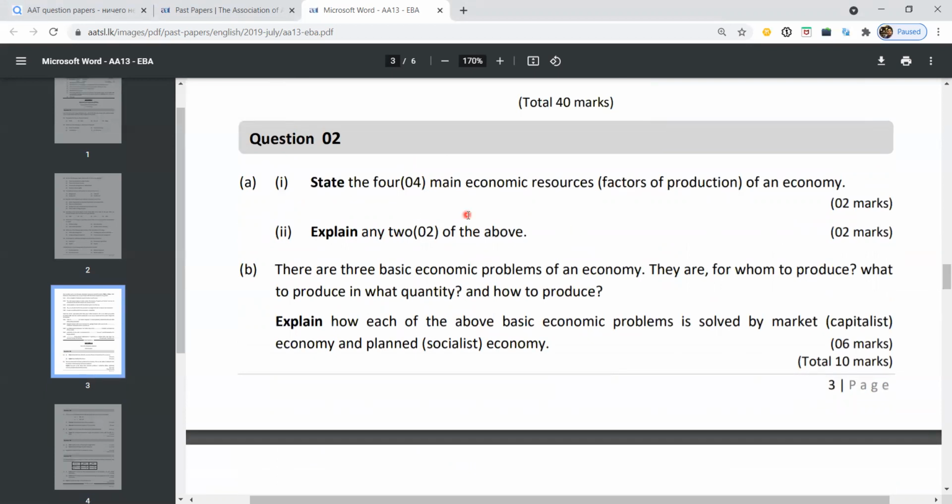State 4 main economic resources, factors of production. We understood land, labor, capital, enterprise. Explain 2 of the above. Land means all the natural resources involved in production: coal, minerals, water, air. Then labor: the mental and physical energy of the workforce involved in the production process, such as doctors and carpenters.